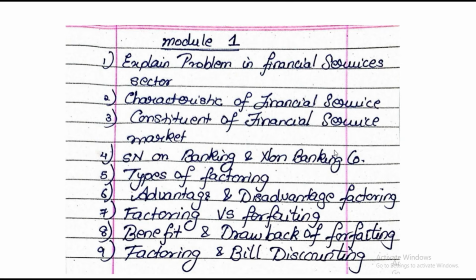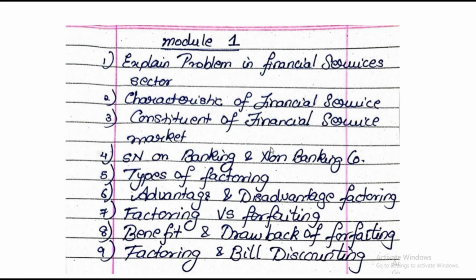Again, very important. Next will be factoring versus forfeiting. Next is benefit and drawbacks of forfeiting. And last is factoring and bill discounting. So under the first module, these are the 9 topics which are very important. If I cover this, it will be more than enough under the first module.